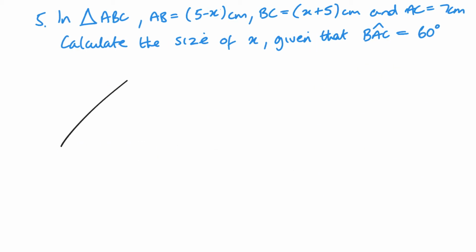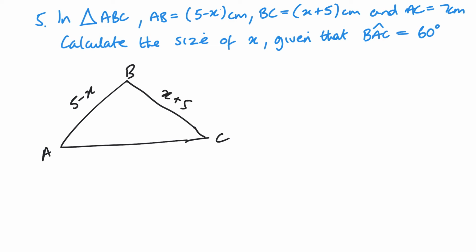Again, sketch to help us visualize things. So A, B, C. AB is 5 minus x. BC is x plus 5. And AC is 7. Now, we want to find the value of x. We've also been given the angle BAC. So B to A to C means that this angle here is 60 degrees.